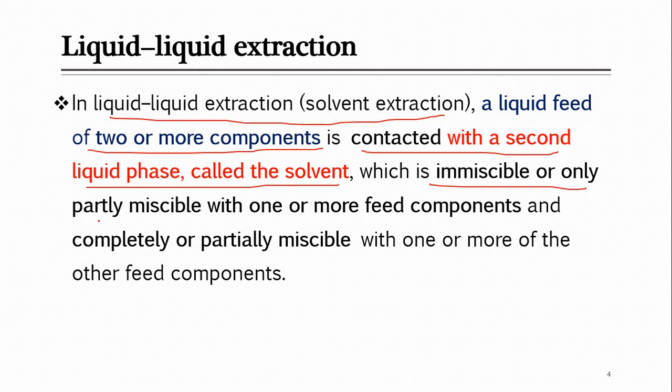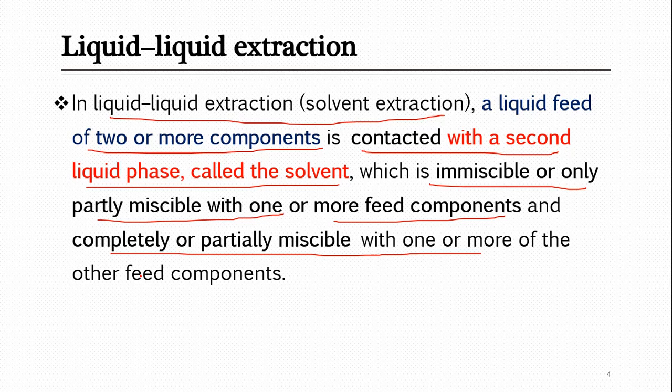What does this mean? It means that some components of your feed are soluble, they are miscible, while others are immiscible with the solvent. As mentioned here, one or more feed components are completely or partially miscible with one or more components of the solvent.